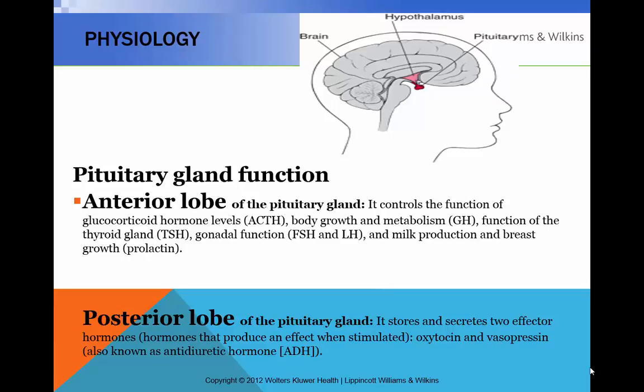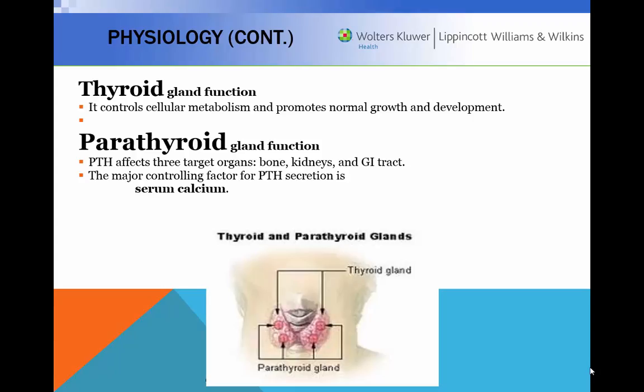Then your posterior lobe of the pituitary gland stores and secretes two effector hormones, which are hormones that produce an effect when stimulated. That would be oxytocin and vasopressin, which is also known as antidiuretic hormone. Then you've got your thyroid gland function, which controls your cellular metabolism and promotes normal growth and development.